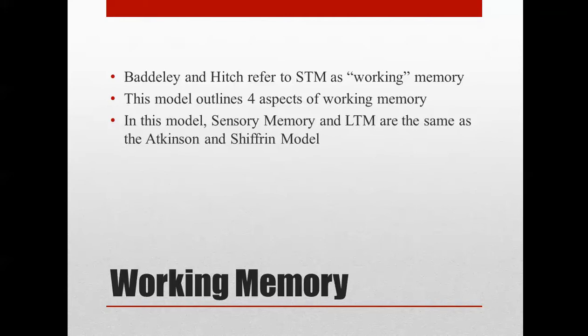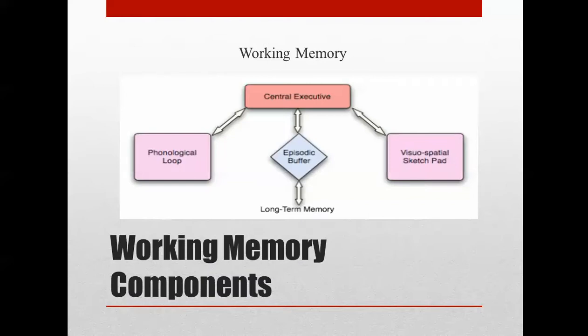The biggest difference is that he referred to short-term memory, so that middle memory component in Atkinson and Shiffrin, as working memory. So that was his big adjustment, and he actually broke down that middle section, short-term memory, working memory, which he called it, into 4 different aspects. So he believed working memory was comprised of a central executive, which is almost like the boss, the decision maker, and it had a couple of subsystems working for it: the phonological loop, the visuospatial sketchpad, and the episodic buffer.